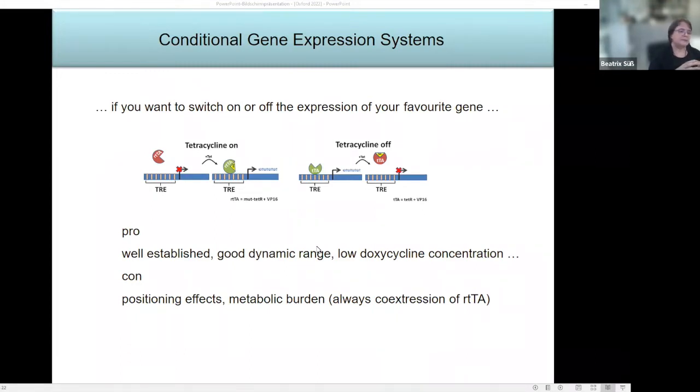But there are some cons, and it's worth looking for alternatives. The cons are that there are strong positioning effects. If you insert this TET system very often close by, silencing systems do influence your regulation. You also have a certain metabolic burden, so it's always good to think about alternatives.